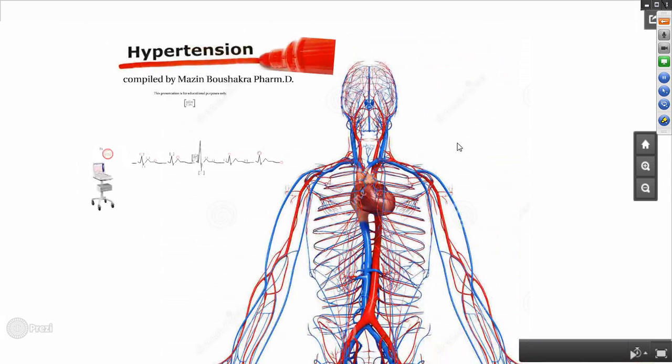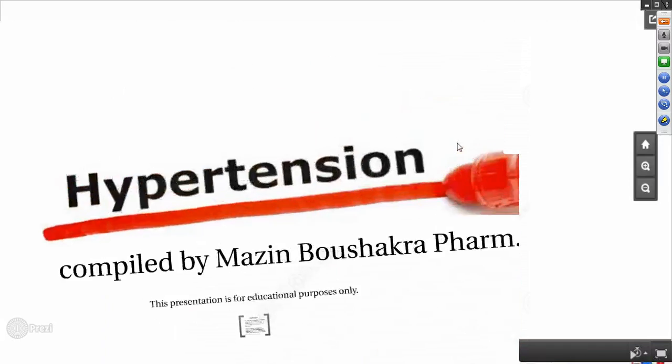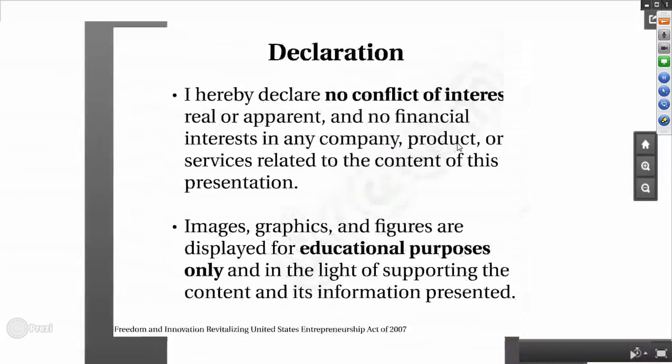So as you can see, there's the cardiovascular system up on here. We're going to start by noting that I do not declare any conflicts of interest and that all the images and graphics and figures on this presentation are displayed for educational purposes only.